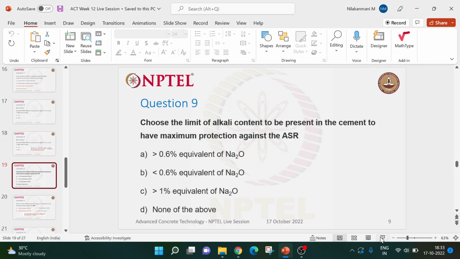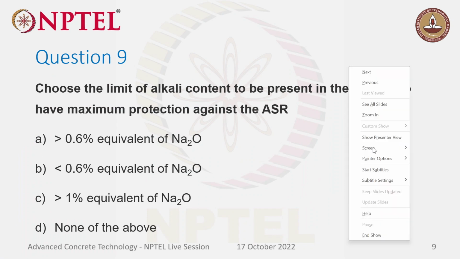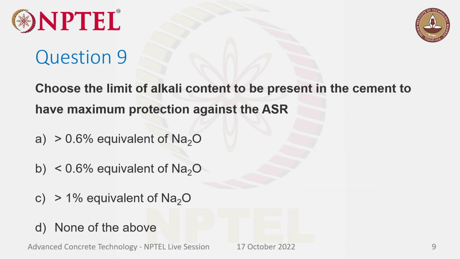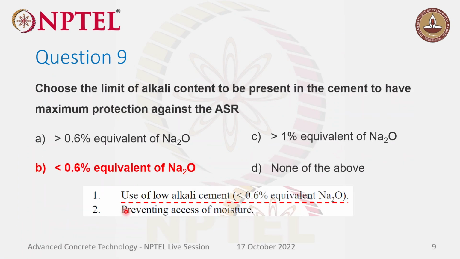So, question 9 is also a direct question from the PPT. You have to use low alkali cement. This is one of the strategies to protect the cement concrete against alkali silica reaction. So you have to use low alkali cement, which should be less than 0.6% equivalent sodium oxide. So the correct answer is option B.